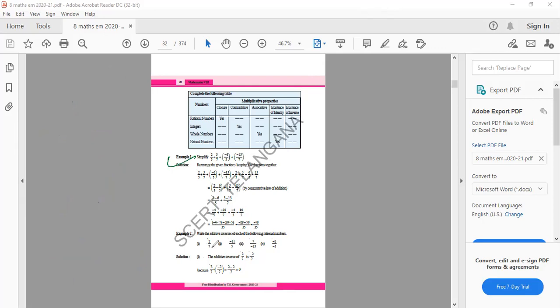Now the second question: write the additive inverse of the following rational numbers. What does additive inverse mean? Let us take an example. For the number given, we have to take the opposite sign. 2 by 7 becomes minus 2 by 7. Clear, right? Minus 2 by 7.